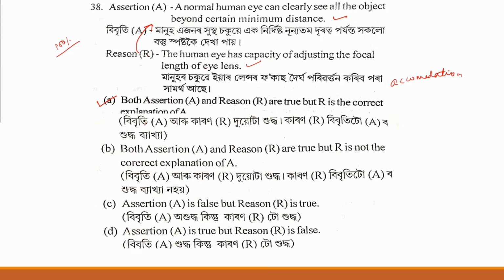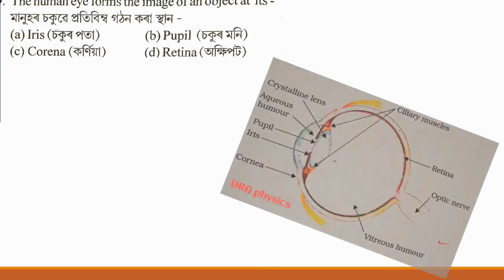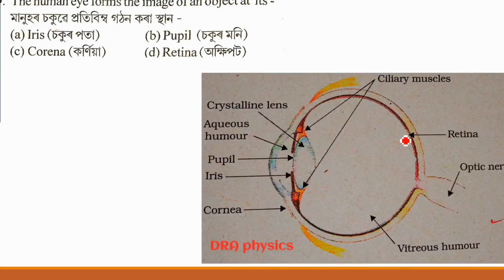The human eye forms the image of an object at its. So this is a very easy question, dear students. You know that the human eye forms the image of an object at what? At the retina, isn't it? So our correct option will be retina. So these questions are very important for your exam, dear students. Go through it, note it down, and share it among your friends and your neighbors. So we'll proceed with the next question.